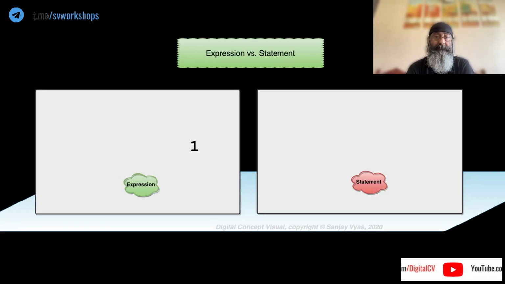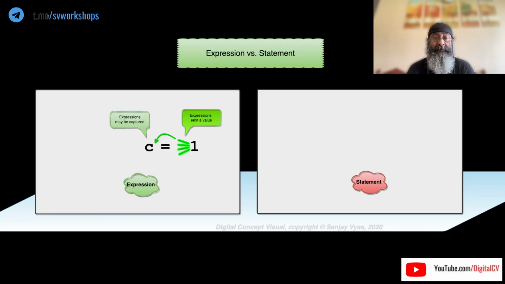In most languages, an expression is something which emits a value, for example 1. This value may or may not be captured. If captured, the variable C now starts emitting the value. So this is like a person goes to the corner of the street, starts talking to nobody. He has freedom of expression.